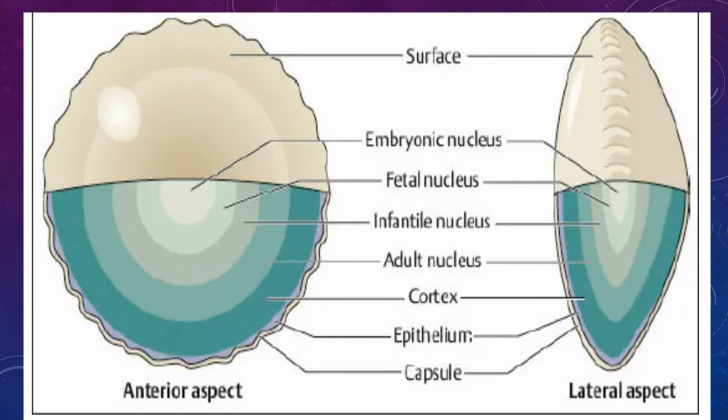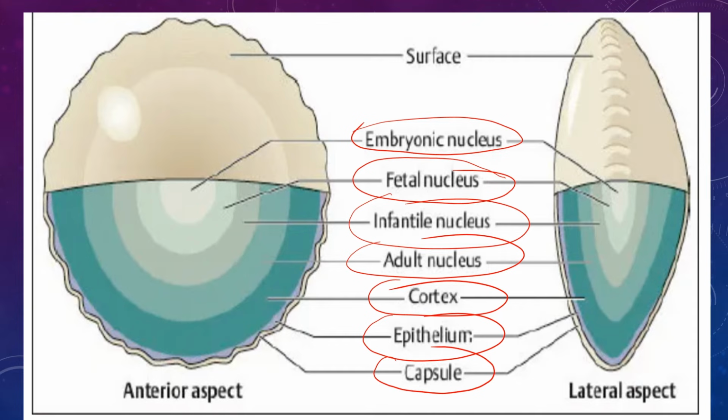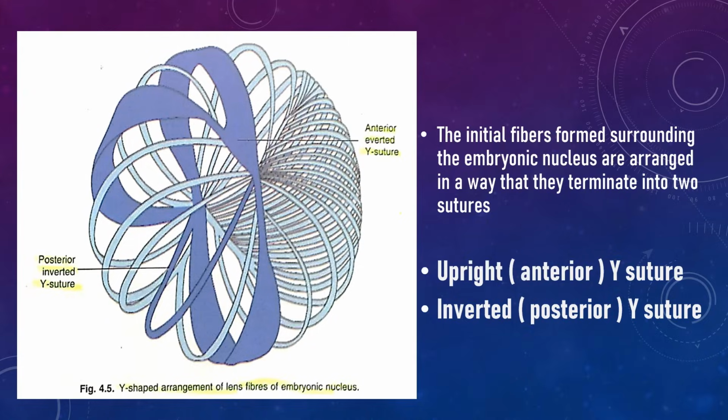Here you can see the anterior aspect and the lateral aspect of a cut open lens, right? The centermost part is the embryonic nucleus. Surrounding that is the fetal, then we have the infantile, then adult, and surrounding that we have the cortex, then the epithelium, and the epithelium secretes what is called the capsule.